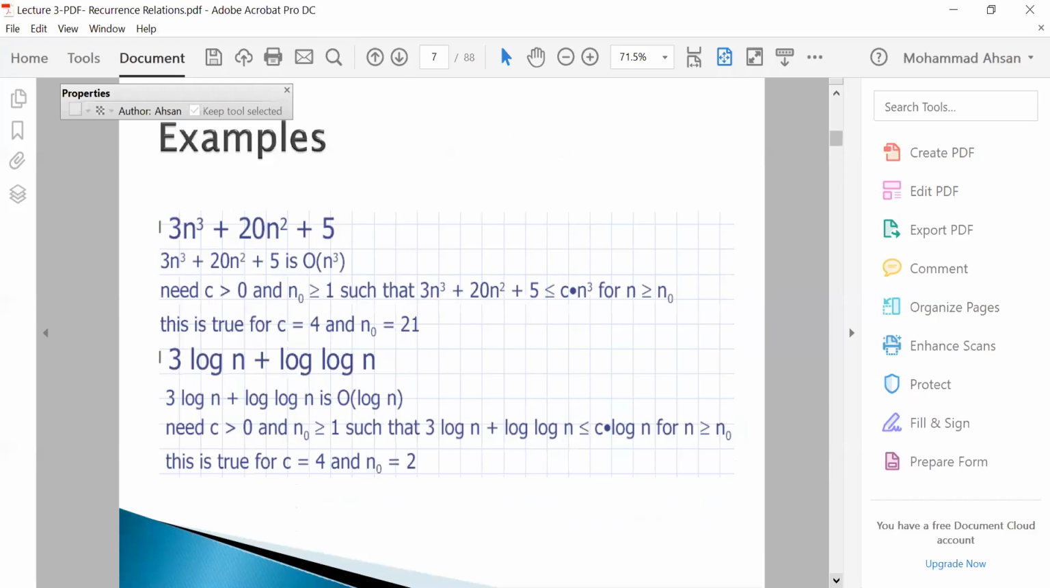Okay, similarly, now we have a higher degree polynomial, 3n cube plus 20n square plus 5. So you have to drop the lower order terms. So 3n cube plus 20n square plus 5. Let's do it here.